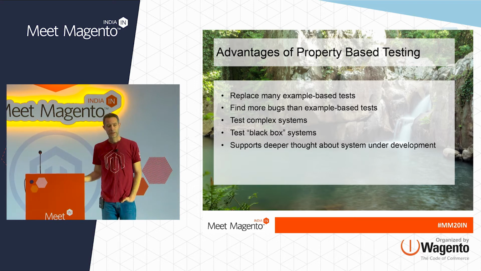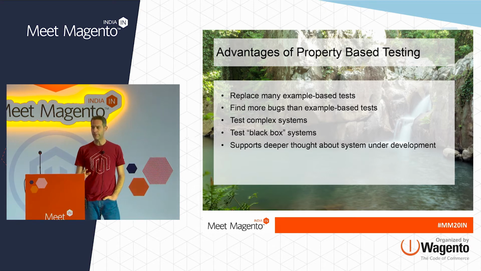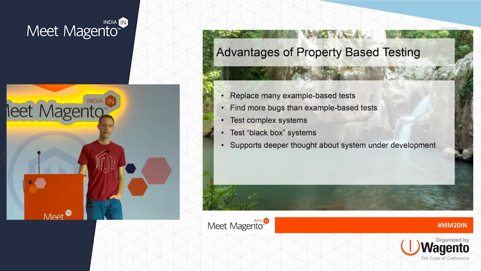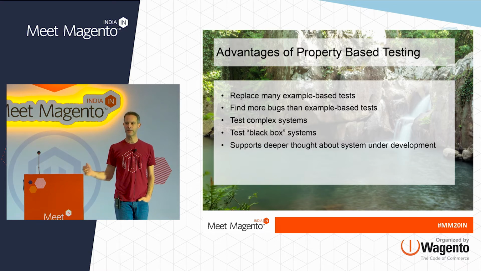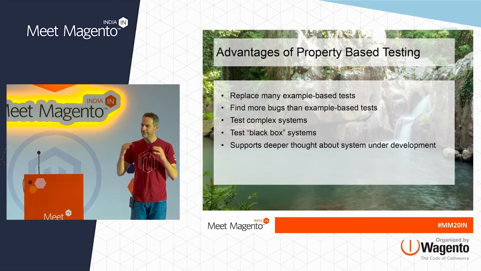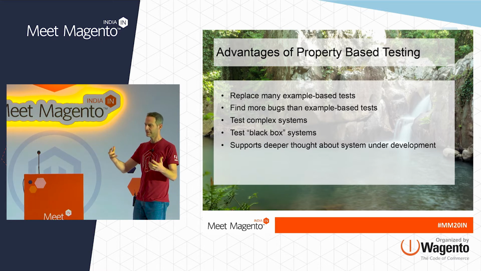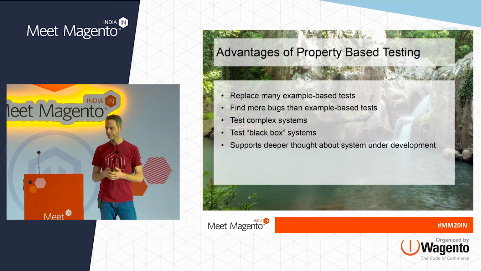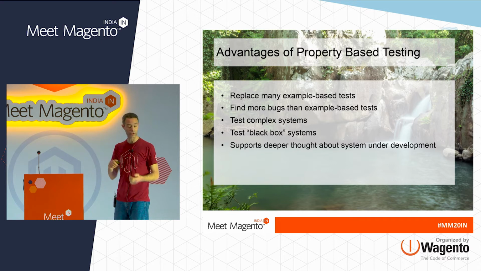And finally, one of the often overlooked benefits of property-based testing that I found very valuable is that writing property-based tests helps me think about the system that I'm writing in a deeper way and on a deeper level. And that's been really useful. I believe I've become a better developer just because it trained me in thinking about the problem in a different way. So, let's have a look at a concrete example.